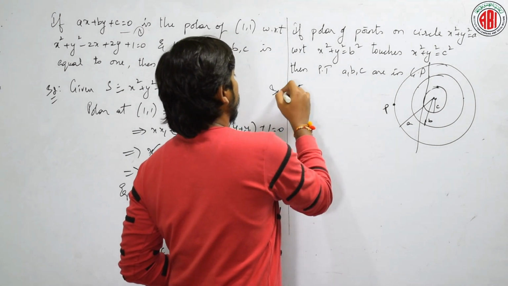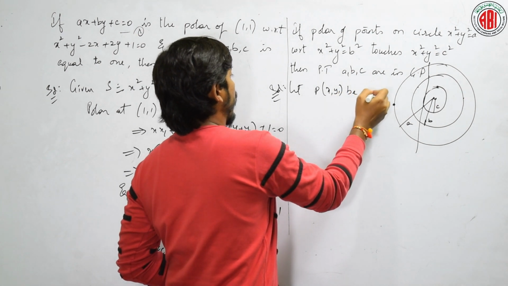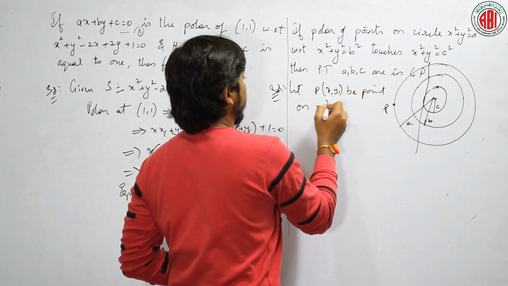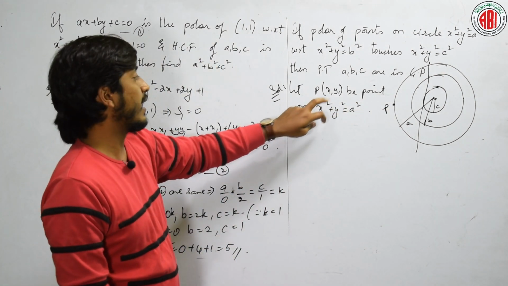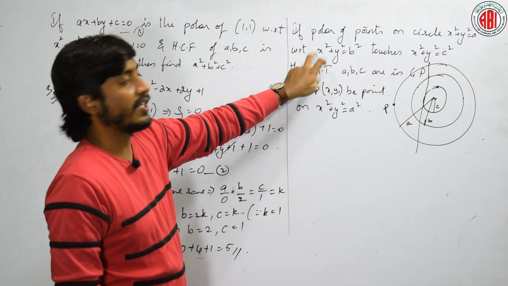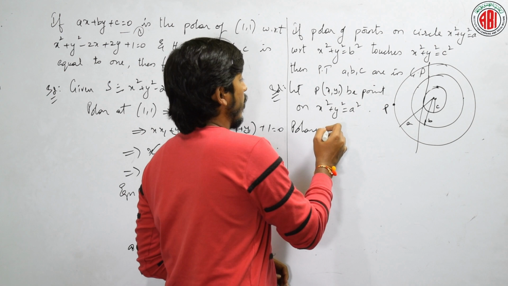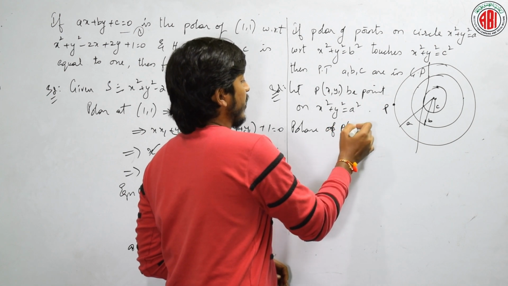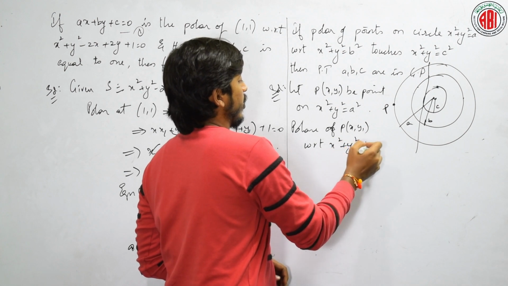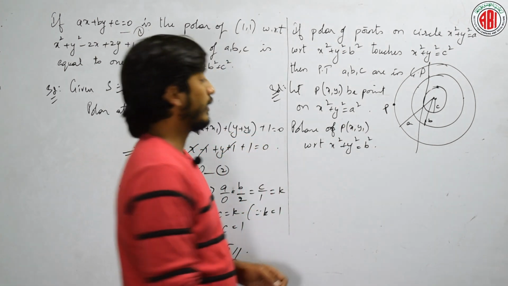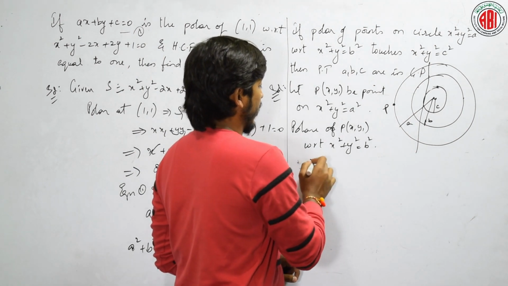Let P(x1, y1) be a point on the first circle, x square plus y square equal to a square. Clear? So, he is telling that we have to find the polar of this point with respect to this equation. Polar of P(x1, y1) with respect to x square plus y square equal to b square. How? That is xx1, polar is S1 equal to 0, right?